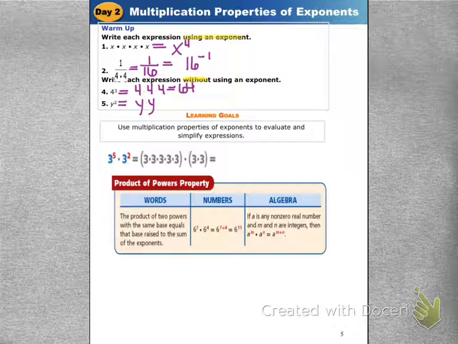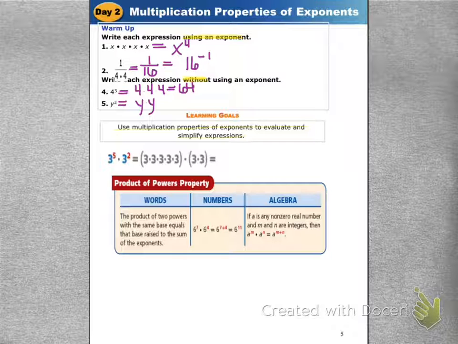So what are our learning goals today? What is our focus of all of the concepts that we're going to be studying today? This encompasses the entire lesson: using multiplication properties of exponents to evaluate and simplify expressions. So that's what we're going to be doing. And the first one we're going to look at is called the product of powers property.